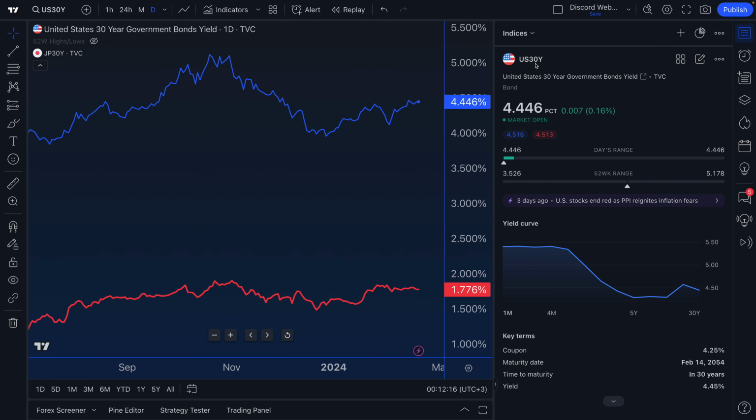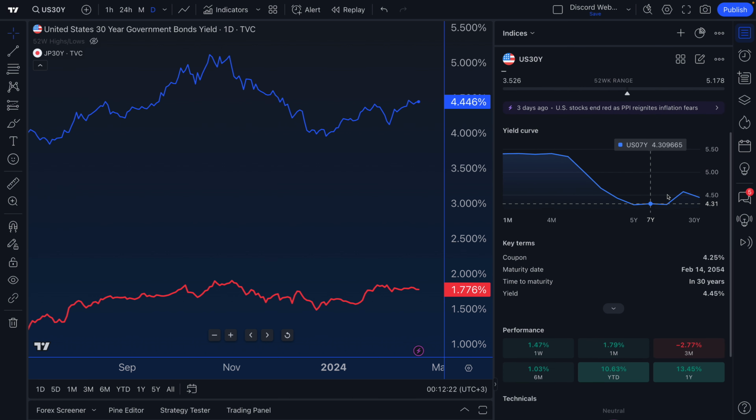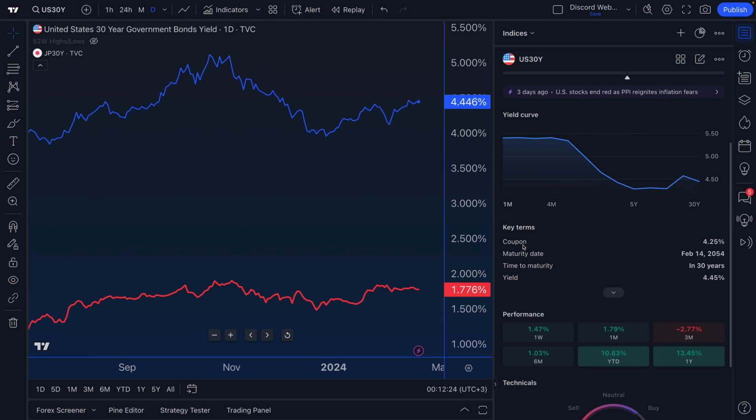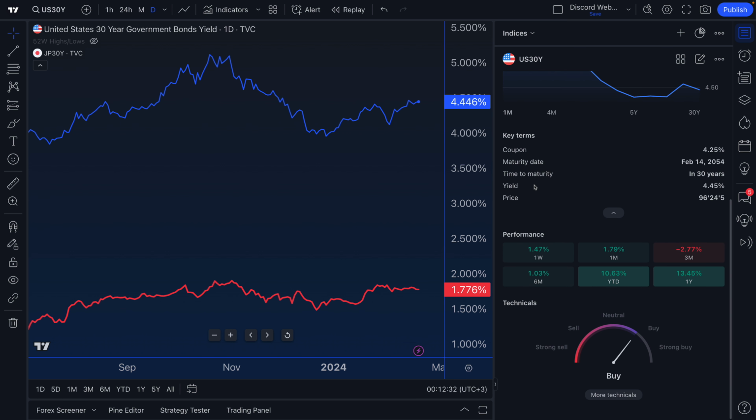US 30-year yield. You've got this right before your eyes. And you even have some breaking news from 3 days ago. And you have a yield curve as well. And you have key terms. So you can get the coupon, maturity date, time to maturity, and the yield. Click this drop down to see the price. For other bonds, there might be more data.